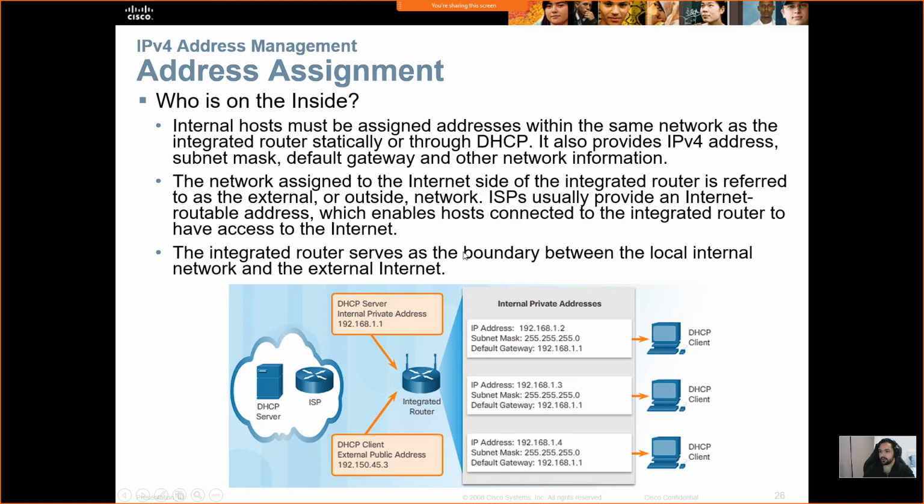The integrated router serves as the boundary between the local internal network and the external internet. This is exactly what you have at home, guys. Exactly. You have an integrated router, or multi-purpose device. It's got switch functionality, it's got router functionality, it's got wireless functionality, and so on and so forth. So this device that you have connects to your internet service provider and also is responsible to assign an IP address for each one of the devices within your home network.